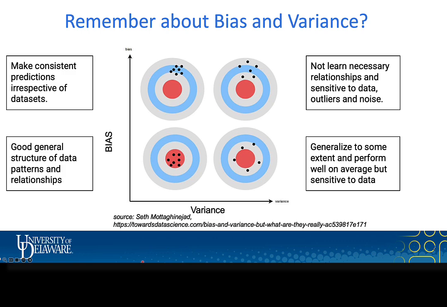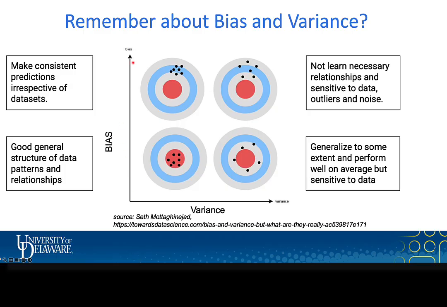In the case of variance, this error arises due to model sensitivity to fluctuations in the dataset, such as new data points, randomness, and noise, making the model too sensitive to outliers and random noise and leading to bad generalization.